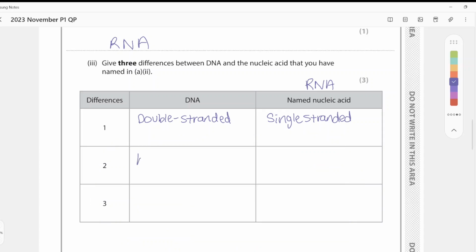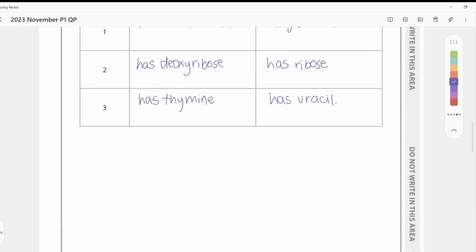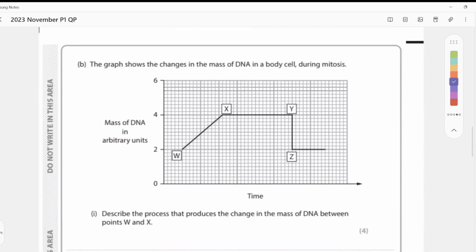You can say DNA has deoxyribose, RNA has ribose, and then the third one is DNA has thymine and RNA has uracil. All right, let's move on to part B.